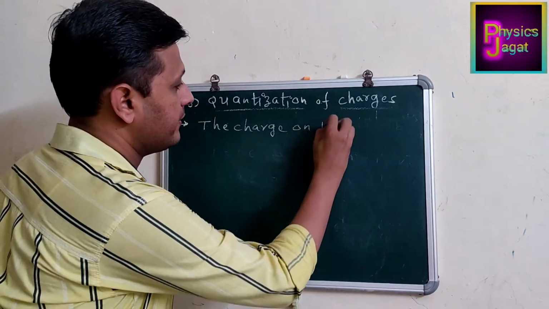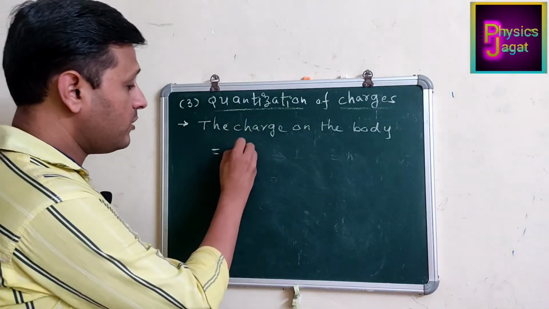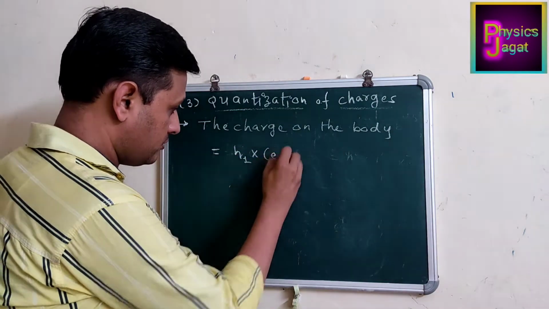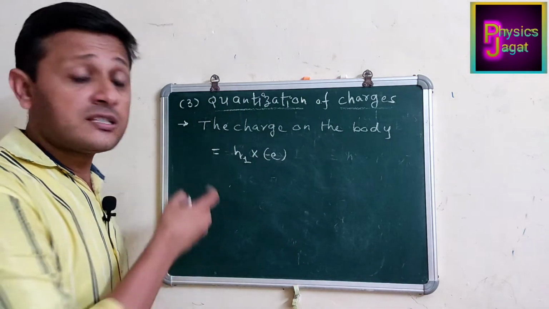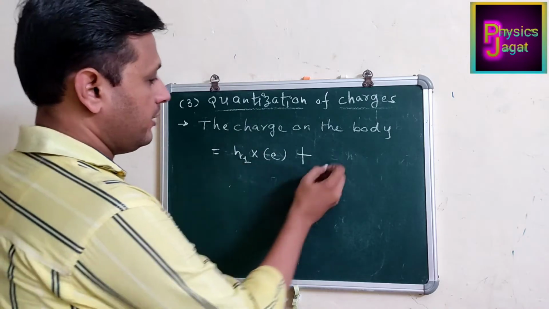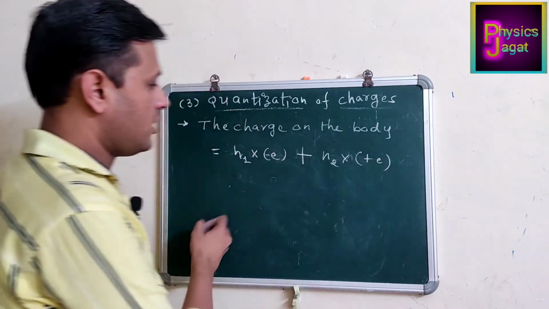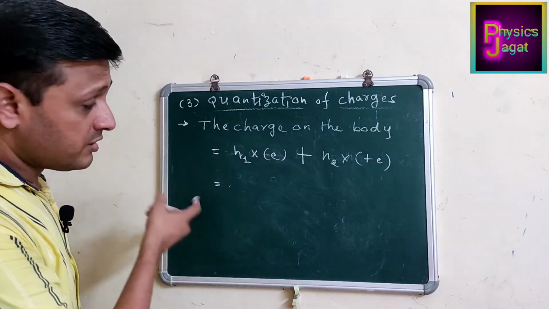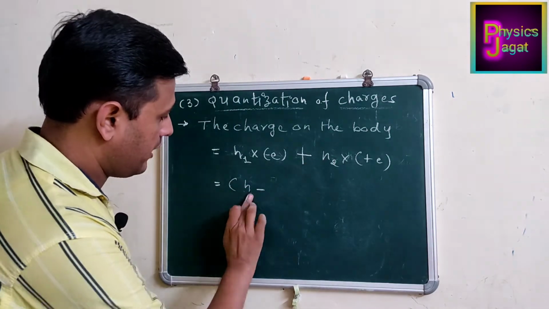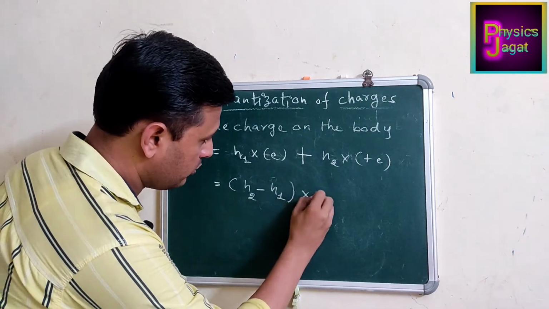Charge on the body, if it has n1 amount of electrons. Electron has a conventionally negative charge, and n2 amount of protons is positively charged. So what is the total charge of the body? This is positive and this is negative, so it is n2 minus n1, into E.